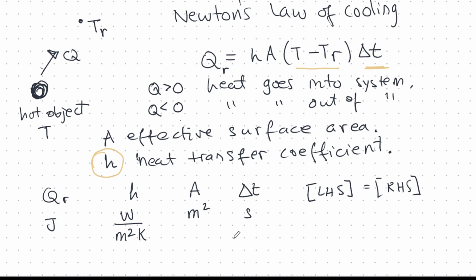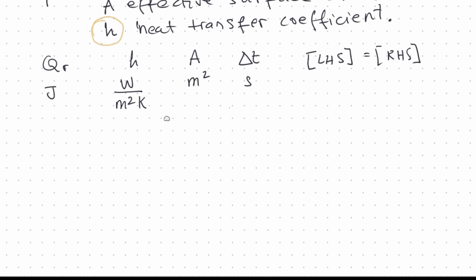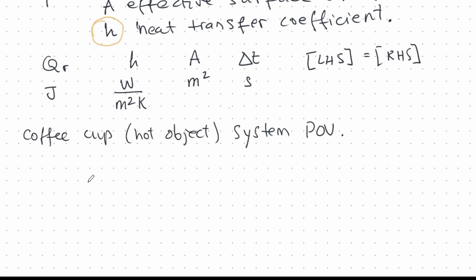If the dimensions don't match, if they're inconsistent, then of course the formula is no good. But if the dimensions do match, well, the formula might be good. So it gives us some confidence. Now, let's look at this from the point of view of the coffee cup. So now my system is the hot coffee cup.